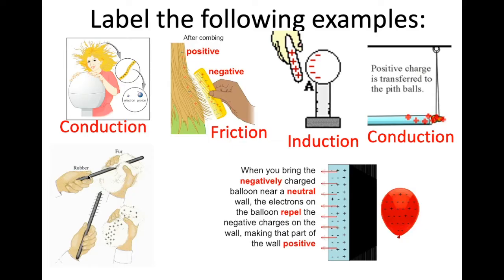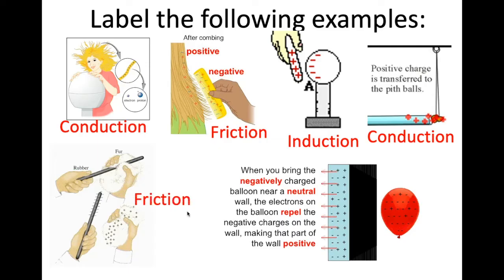Here we've got a piece of rubber, and we're going to rub it with some fur. Once you do that, the electrons get rubbed off of the fur onto here. So here's all the electrons building up a negative charge, and now the fur is positive. Because of the rubbing, this would be an example of, you guessed it, that one's friction.